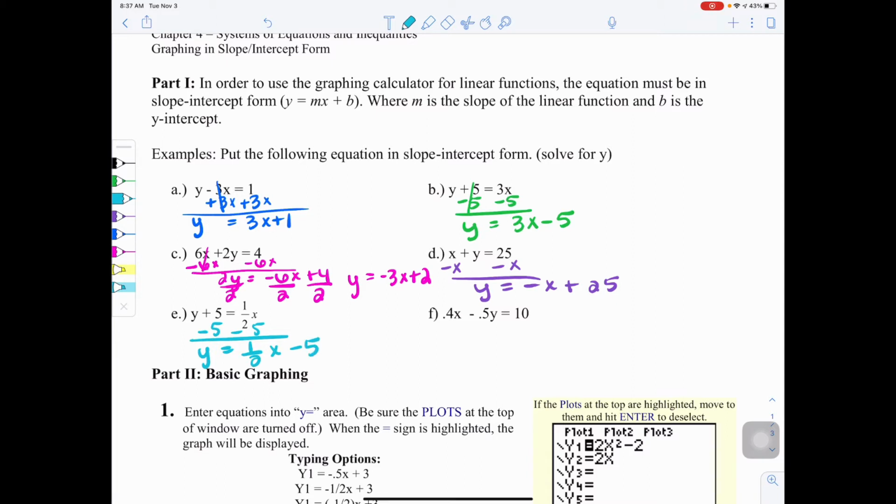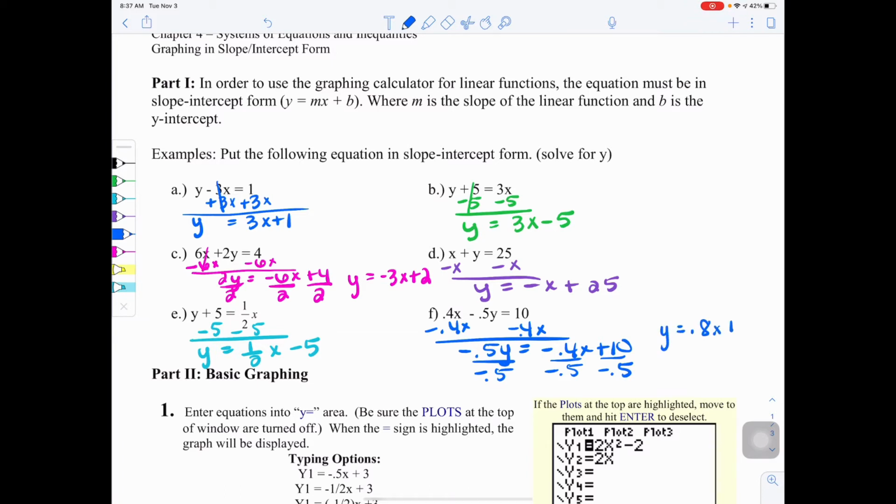And then lastly, we have 0.4x minus 0.5y equals 10. I will get rid of the 0.4x by subtracting it. So negative 0.5y equals negative 0.4x plus 10. I will then need to divide everything I see by negative 0.5 for an equation of y equals 0.8x plus 20.